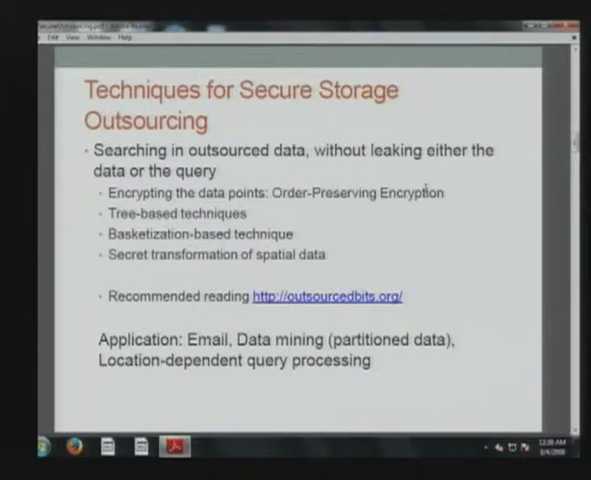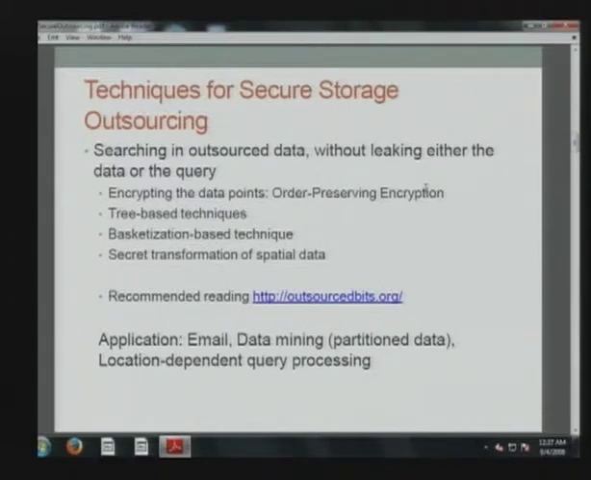Another way is a secret transform of spatial data. If the client wants to store spatial data, he can use some secret transformation functions to transform these data into real values. And when they want to search, they just transform their queries. This will involve functions such as Hilbert functions, which provide the clients a way to query after transformation.